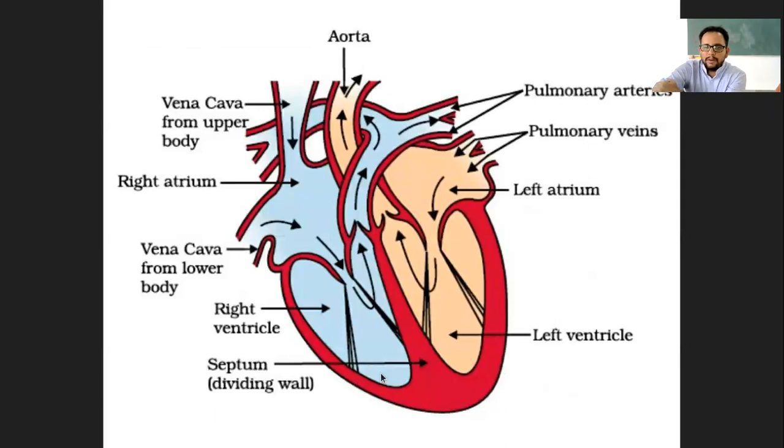Again, to show it here, from the right ventricle the blood will flow via the pulmonary artery into the lungs, and the blood from the left ventricle will go into the aorta and ultimately to the different body organs.